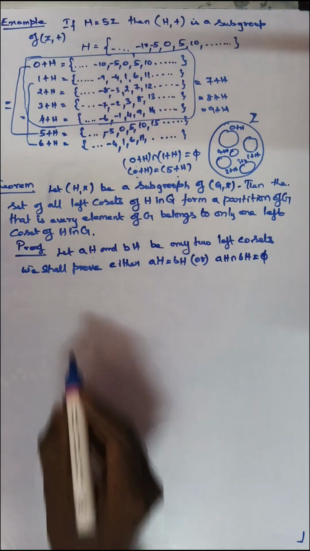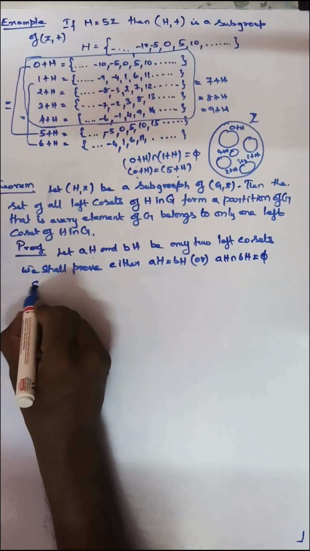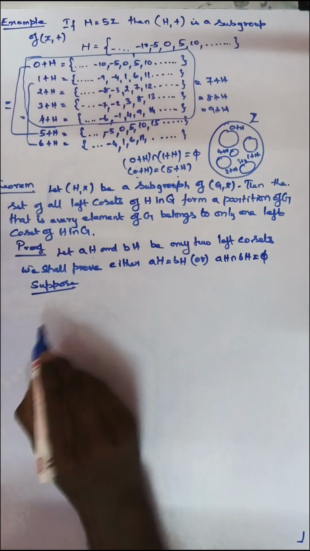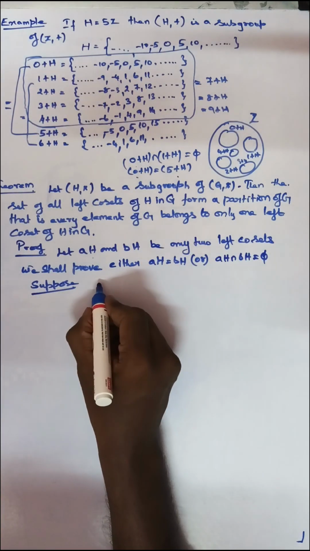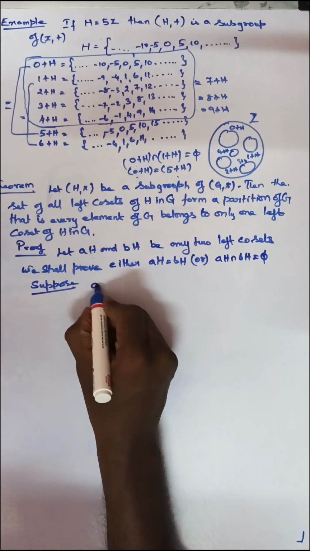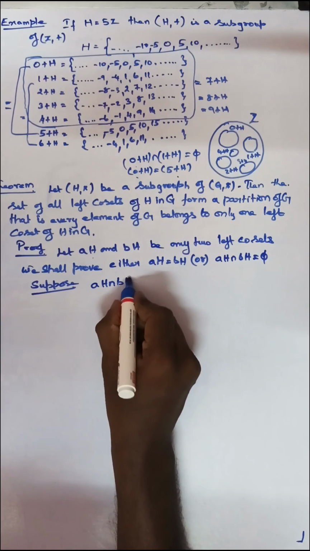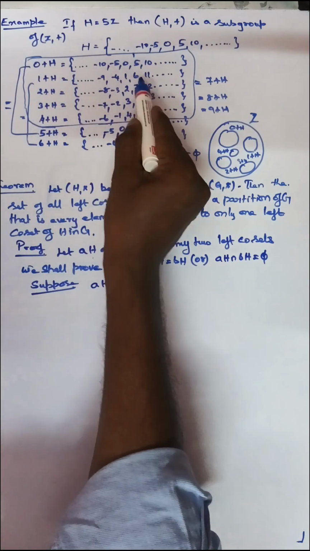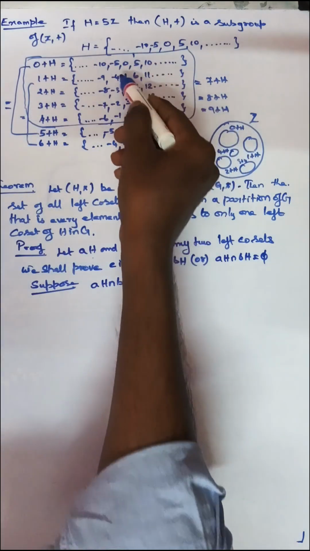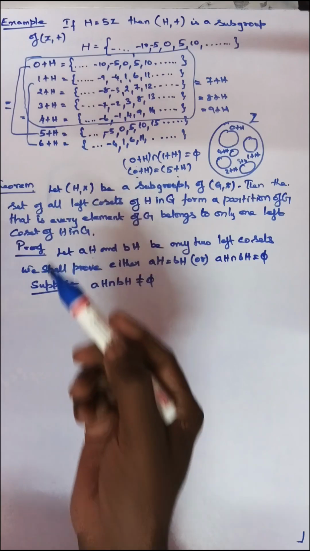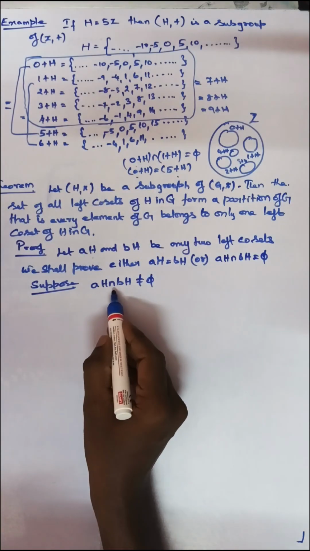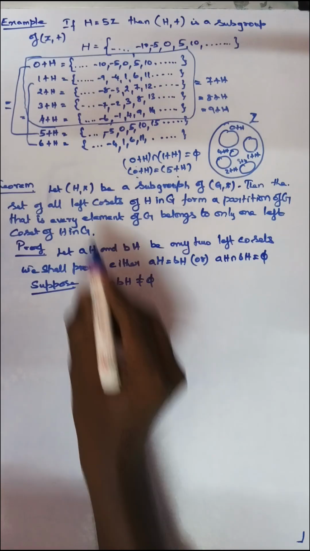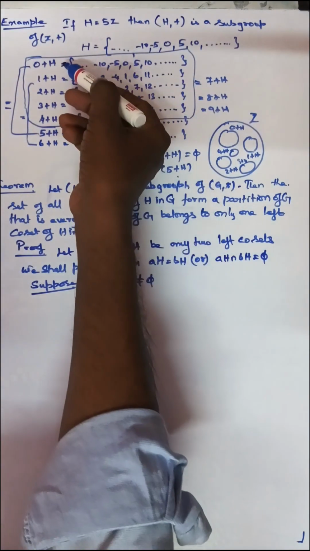Okay, fine. Now let us take the negation part. Suppose this is not true. Suppose AH intersection BH is not equal to empty. That means these two sets have a common element between them, that's what we are saying here. There is a common element for these two sets.